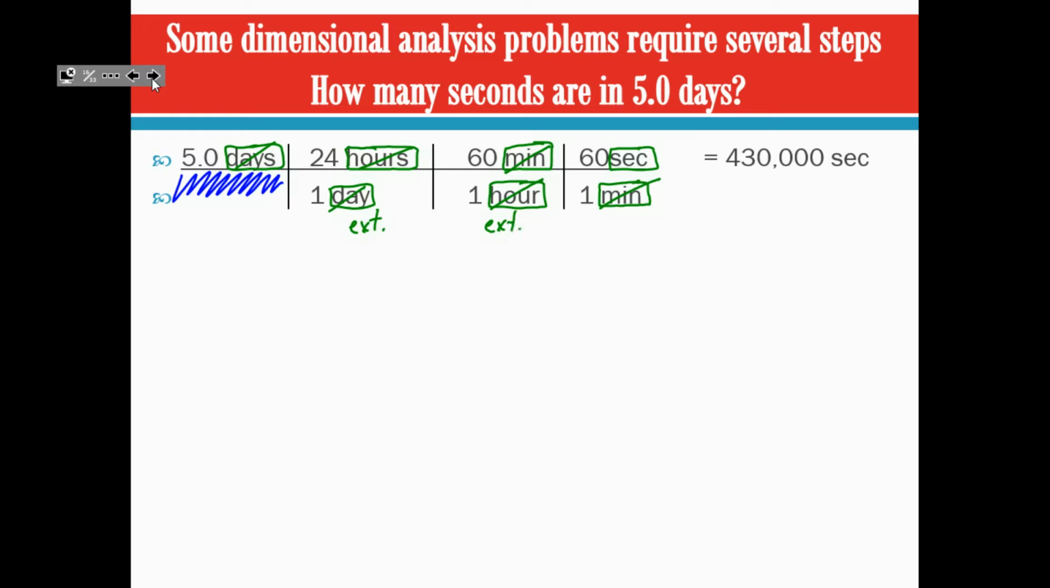These are all exact conversion factors, so I'm not going to use those for sig figs. It looks like I had a measurement here with 5.0. So in my final answer, I need two significant figures. And again, you're going to multiply everything on top, and you're going to multiply everything on bottom, and you're going to divide the two to get your final answer.